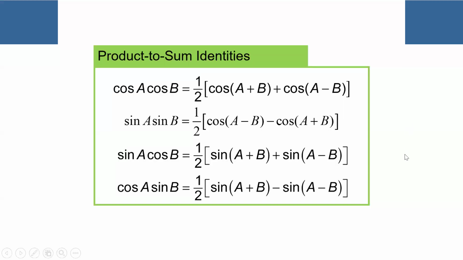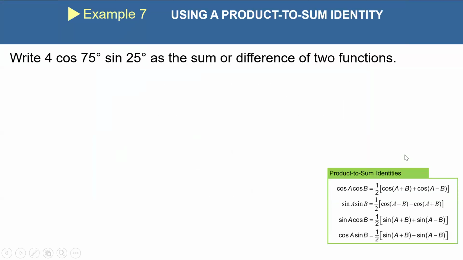Need to apply them now? All right, so up first, it wants us to write 4 cosine 75 degrees, sine 25 degrees as a sum or difference of 2 functions. Okay, so first we're gonna recognize that it's cosine and sine, right? So it's cosine and sine.